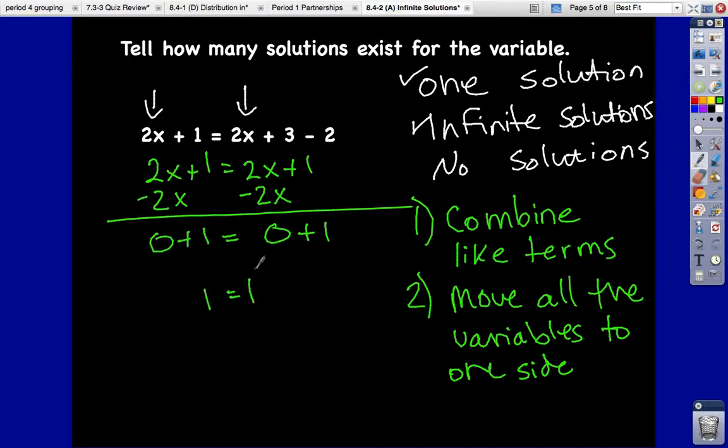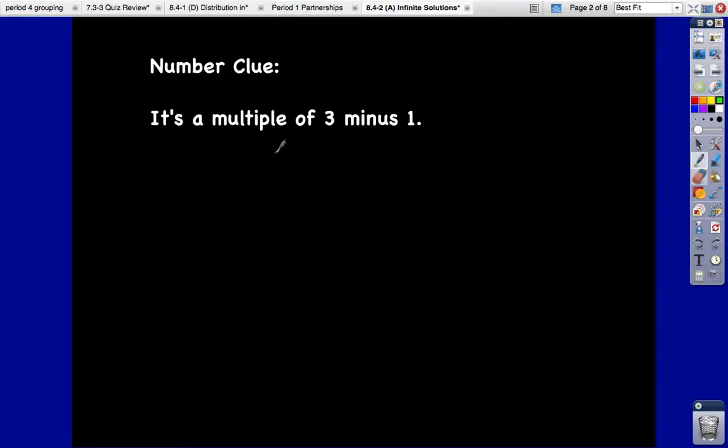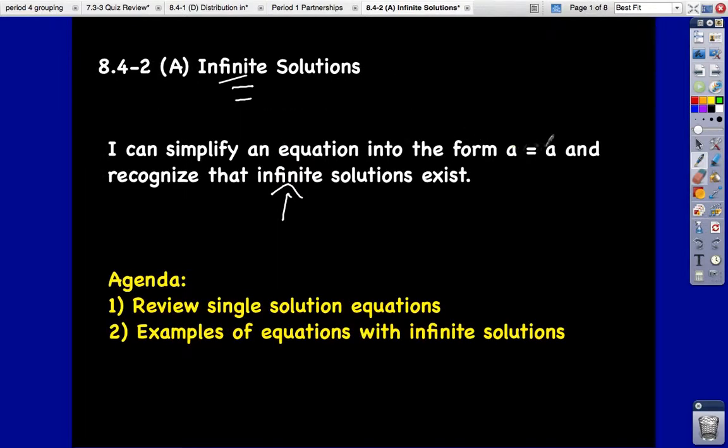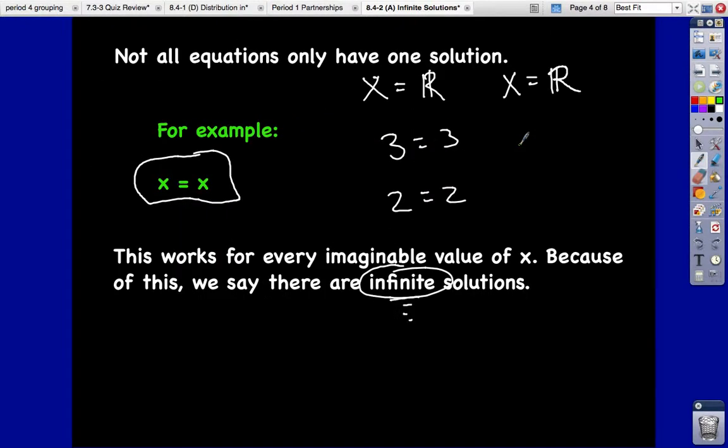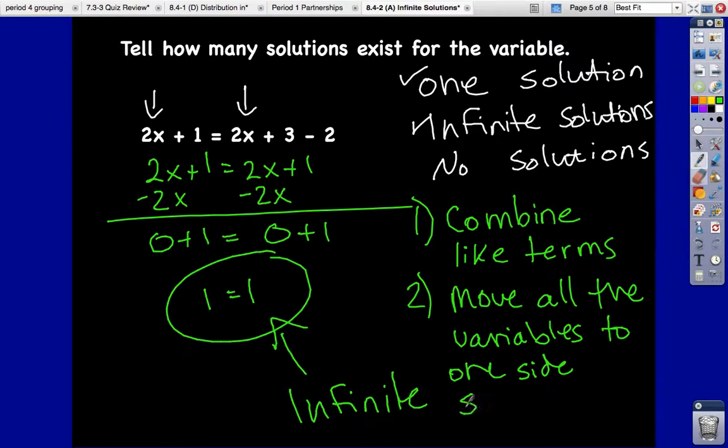So if I'm going to take a step back here, we ended up with an equation that looks like x equals x, or an equation of the form a equals a, where a number equals a number, or x equals x. So we have something that equals itself. And because of this, whenever you get this, we know that infinite solutions exist. Okay? Infinite solutions, because we have the same thing equal to itself.